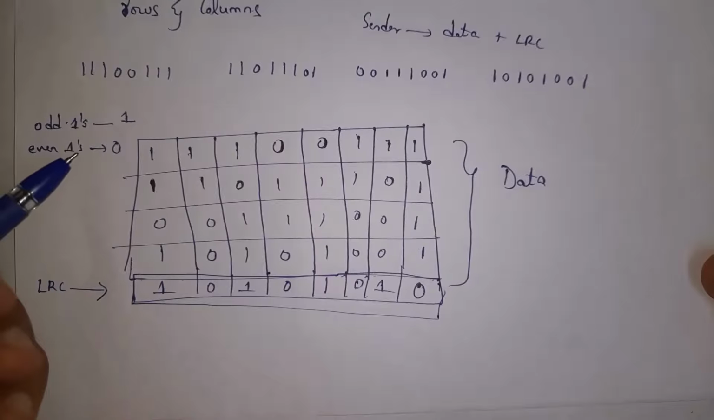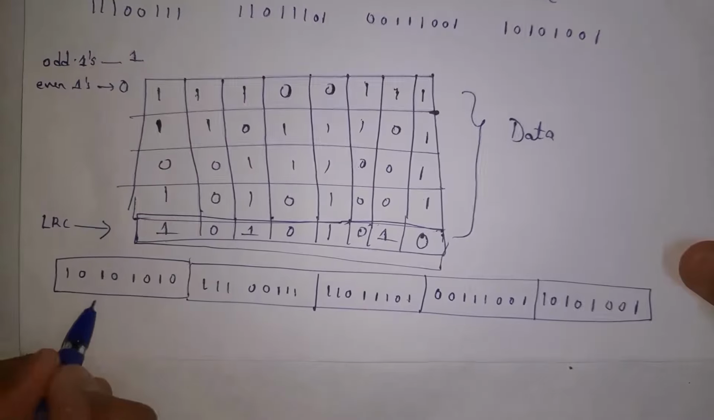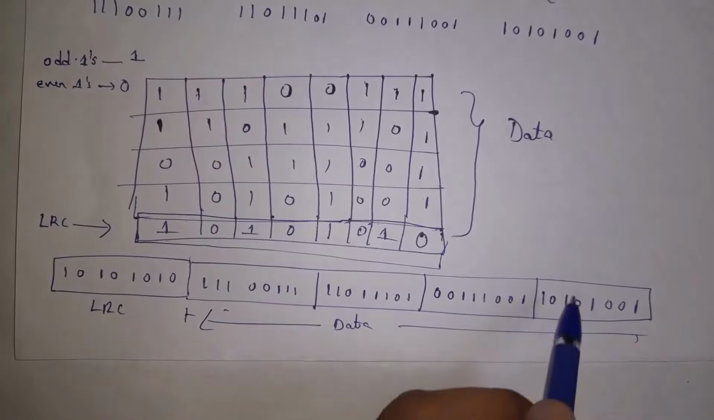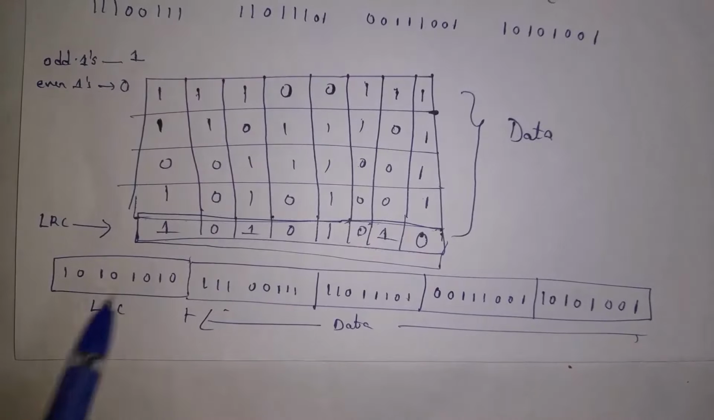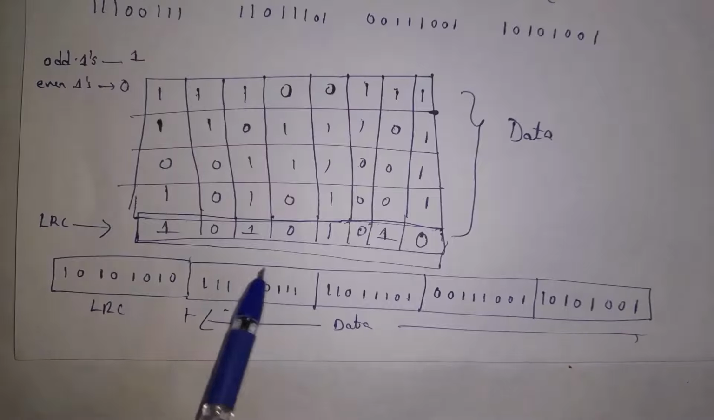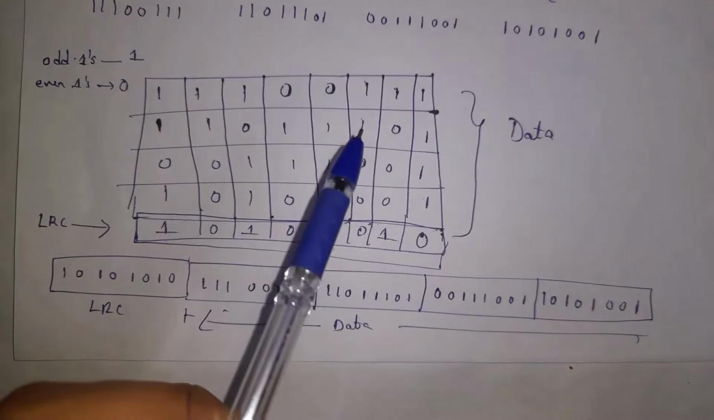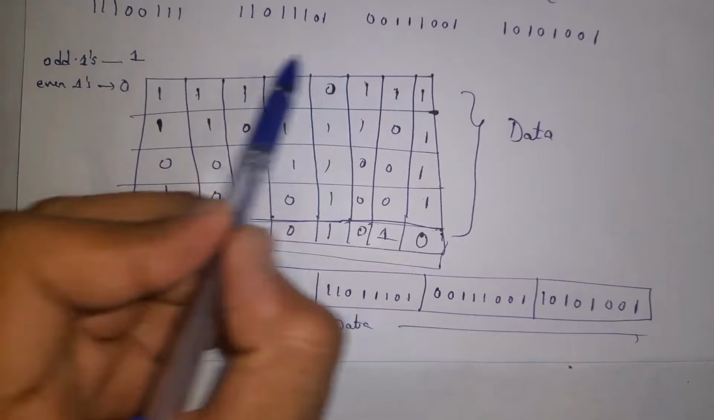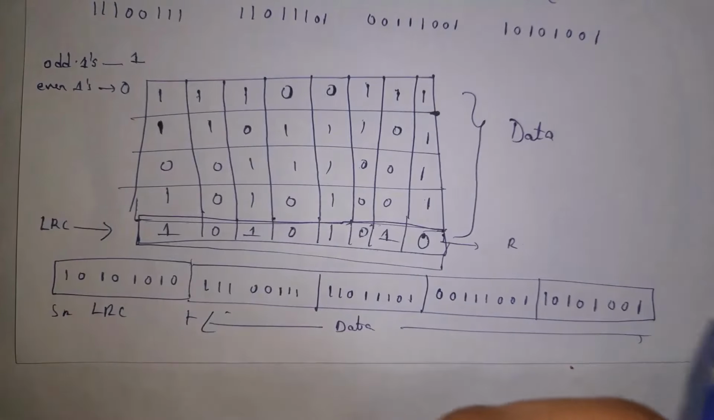Now both the LRC value and the data are combined and then transferred to the receiver. This is the LRC value plus data. Whenever the receiver gets this data, the receiver will separate the LRC and then calculate the LRC again, in the same way the sender calculated it. After calculating, if the sender's LRC and the receiver's LRC are equal, then the receiver got correct data, or else the receiver got wrong data. That means the received data contains errors. This is all about LRC.